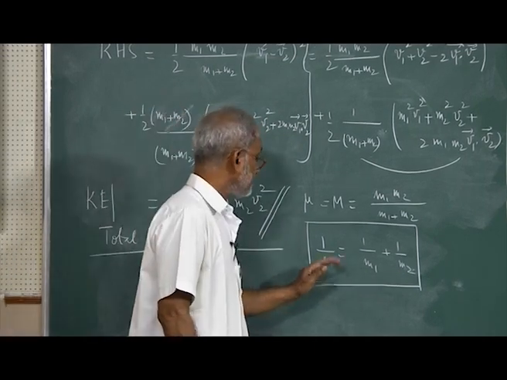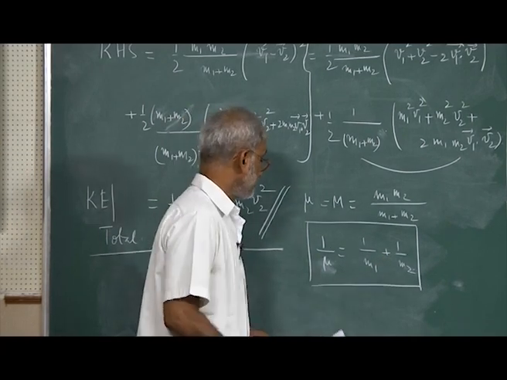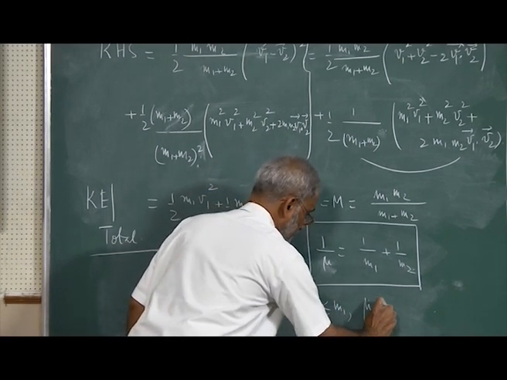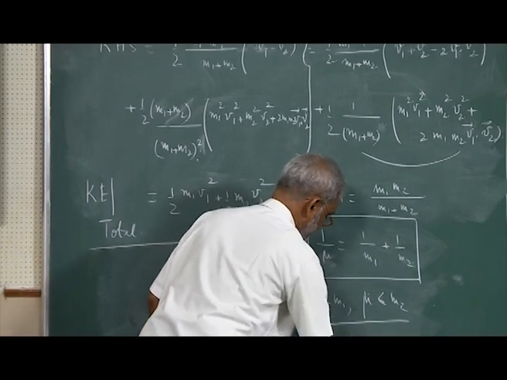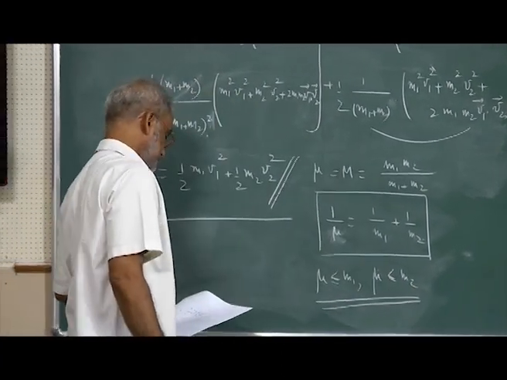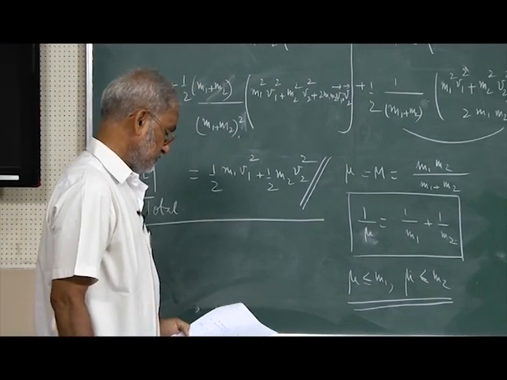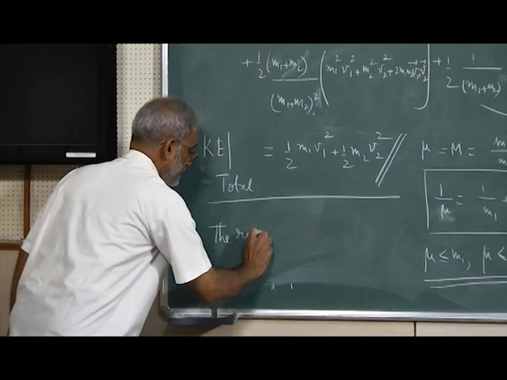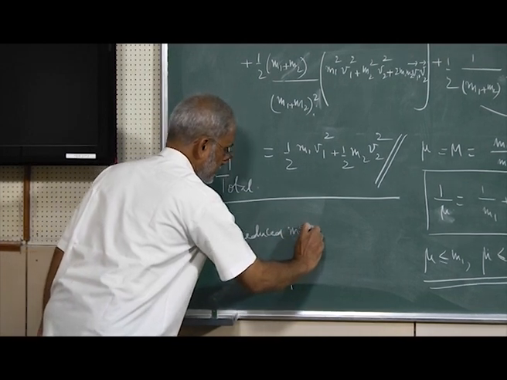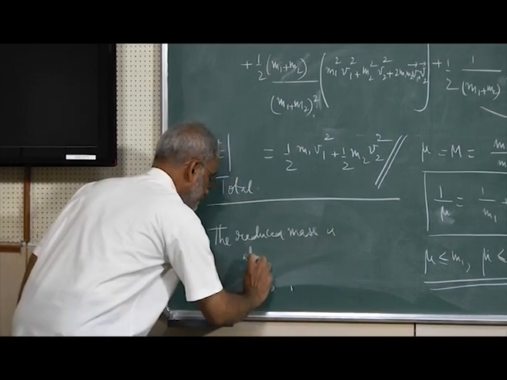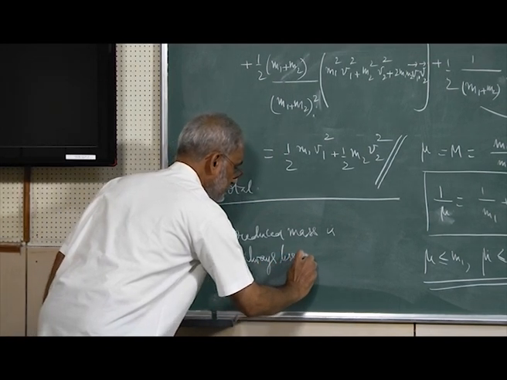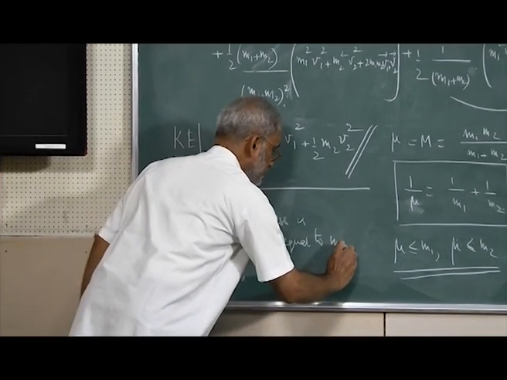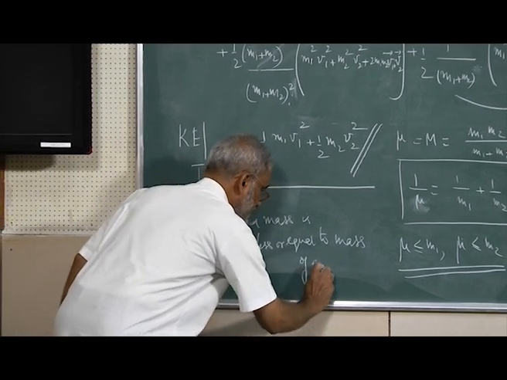If you have a fraction equal to the sum of two fractions, then what you can say from this is that mu is certainly less than or equal to m1 and also mu is certainly less than or equal to m2. Okay. So the reduced mass of a system is always less than or equal to the mass of each body.